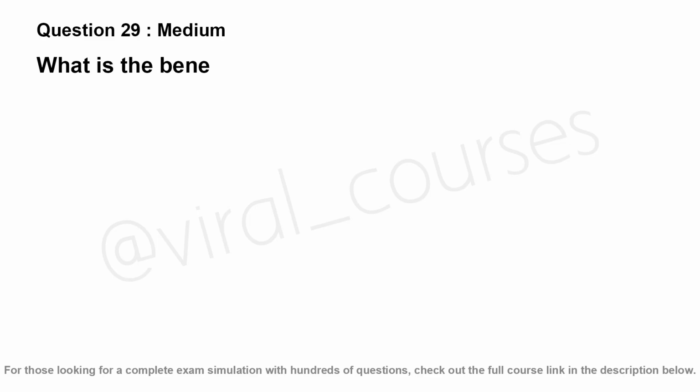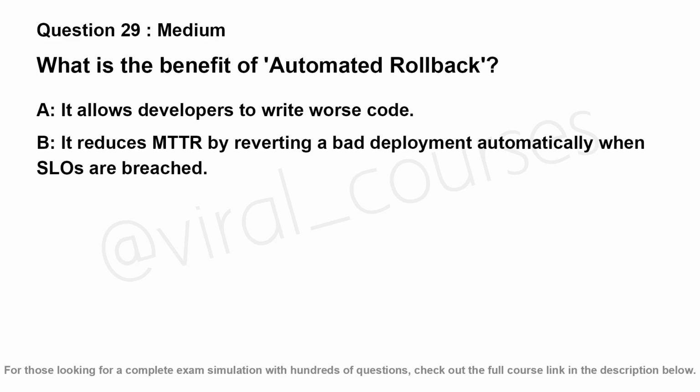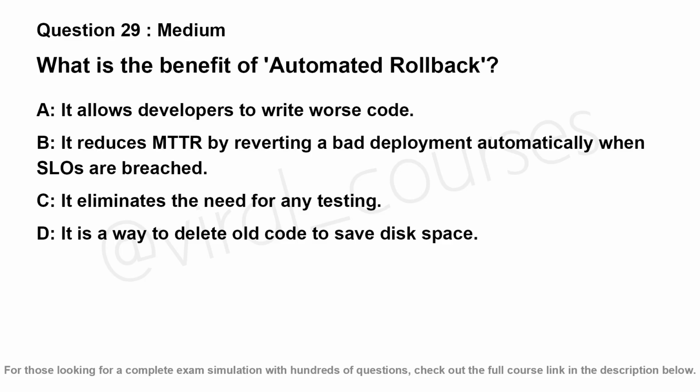What is the benefit of automated rollback? Option A. It allows developers to write worse code. Option B. It reduces MTTR by reverting a bad deployment automatically when SLOs are breached. Option C. It eliminates the need for any testing. Option D. It is a way to delete old code to save disk space.